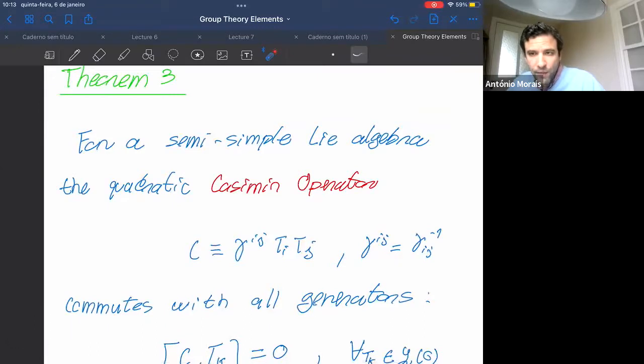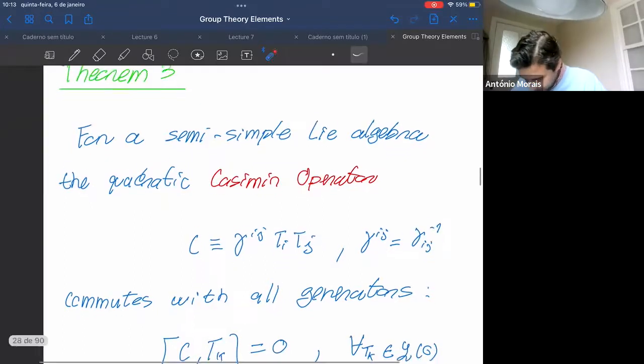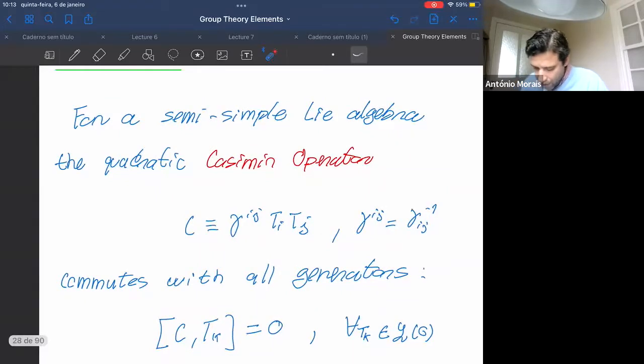a generic, well-known theorem in group theory: the presence of a Casimir operator, defined by the Killing metric in this way, where Ti and Tj are the generators of the symmetry. The definition of the Casimir, or quadratic Casimir operator, is that it commutes with all group generators. This is familiar to you if you didn't learn it before. An example is L squared for SU(2).